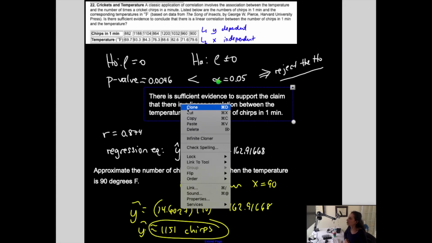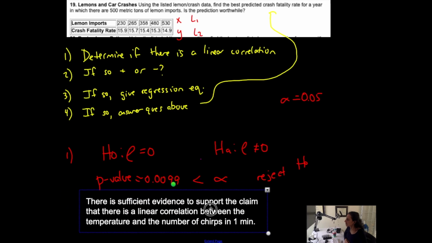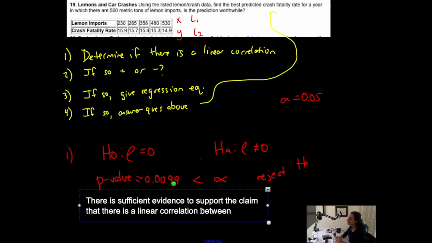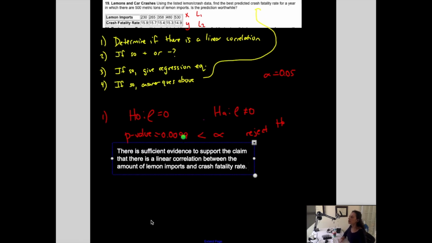So here, I'm going to just copy and paste this and use that. I'm rejecting the null. So that means there's sufficient evidence to support the claim that there is a linear relationship or linear correlation between the amount of lemon imports and crash fatality rate. So I determined that there is linear correlation.